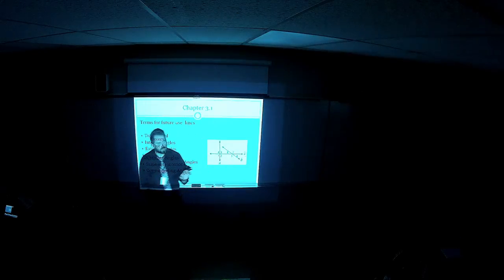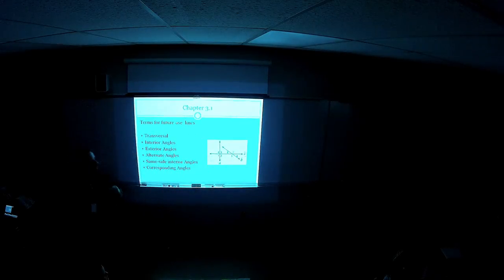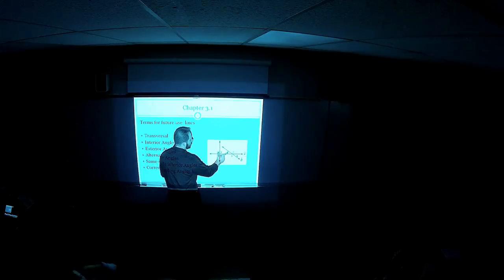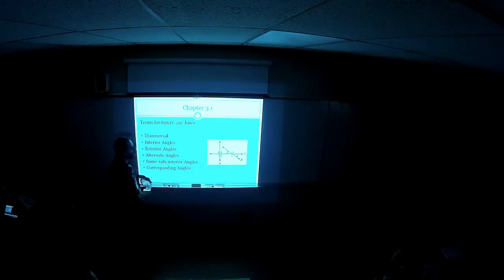All right. What makes corresponding? One has to be interior. One has to be exterior. They can't touch. And they have to be on the same side of the transversal. So that's why 4 and 8 was perfect. One's interior, one's exterior. They're not touching. They're on the same side of the transversal. It's perfect. 2 and 6.